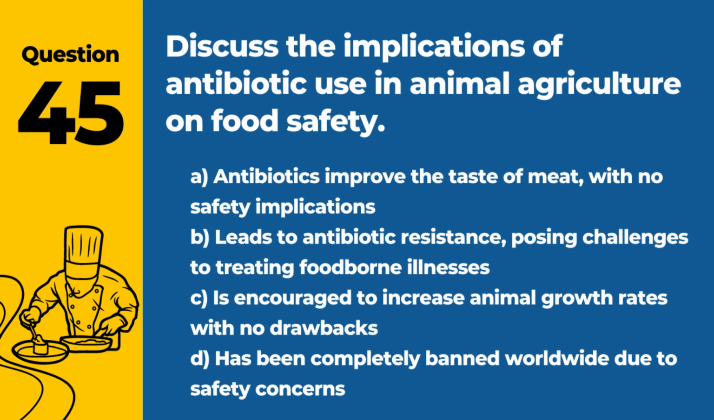Question 45. Discuss the implications of antibiotic use in animal agriculture on food safety. A. Antibiotics improve the taste of meat, with no safety implications. B. Leads to antibiotic resistance, posing challenges to treating foodborne illnesses. C. Is encouraged to increase animal growth rates with no drawbacks. D. Has been completely banned worldwide due to safety concerns.